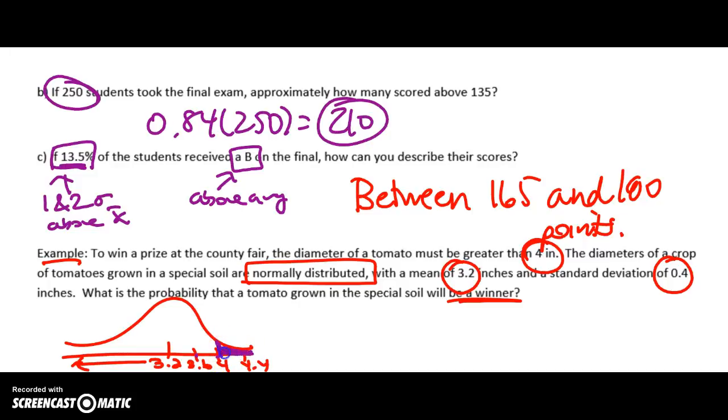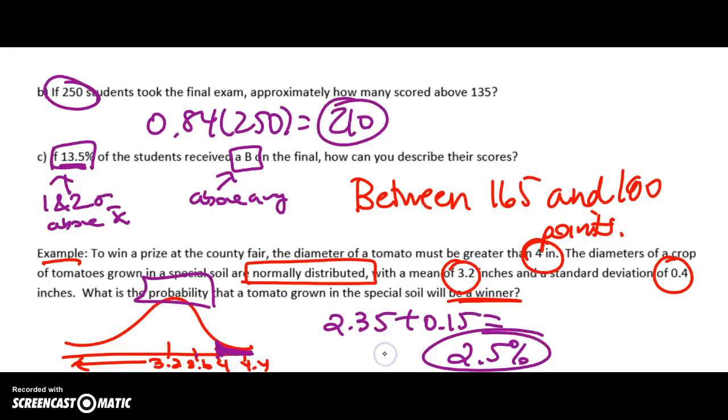So if we're greater than 4, that means that we've won at the county fair. So we want to know the probability of that. So that would be that area that's 2.35 plus that outer tail, giving us 2.5% of tomatoes could be a winner. So notice that everything that we've done so far has been a perfect number of standard deviations away. It falls exactly 1 or 2 or 3 standard deviations away. That's not always the case.